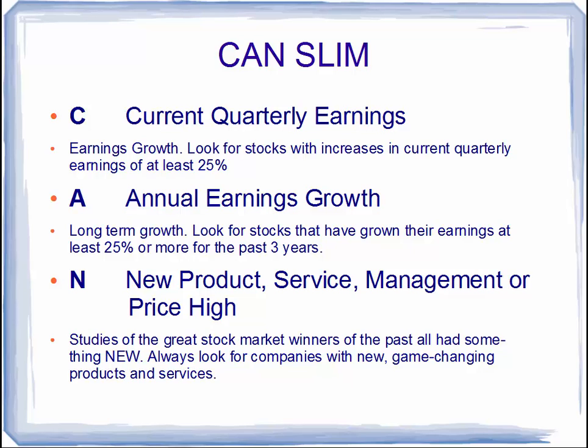So CAN SLIM, the C stands for current quarterly earnings. We want to look for 25% or better current quarterly earnings in the last 3 quarters minimum. A stands for annual earnings. There we're looking for 3 years of 25% or better. This really cuts your list down.